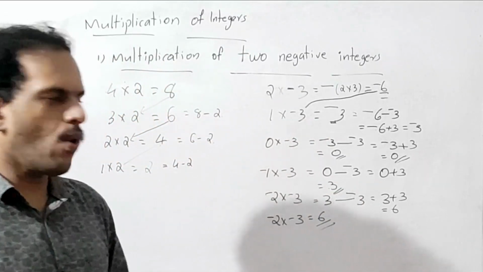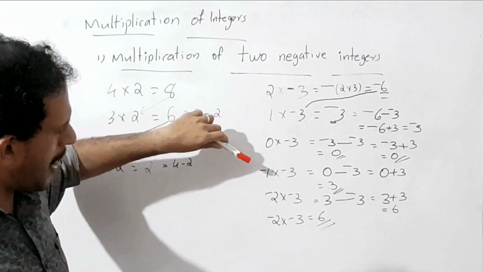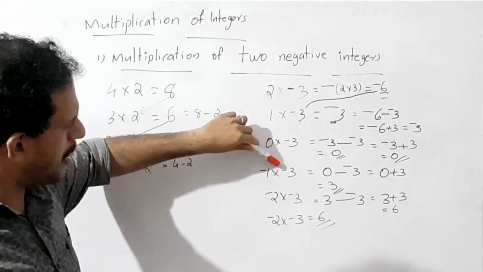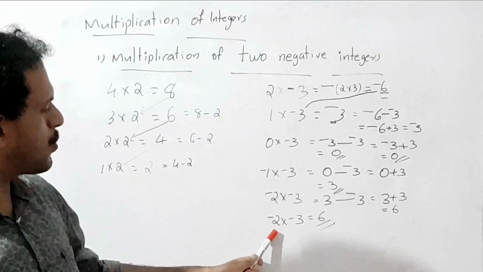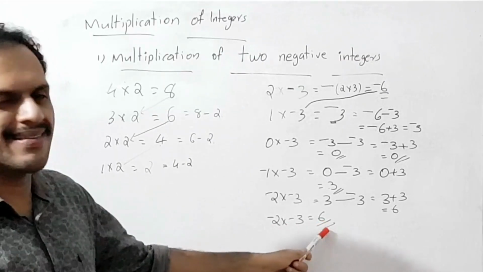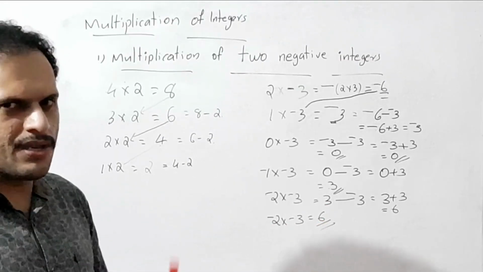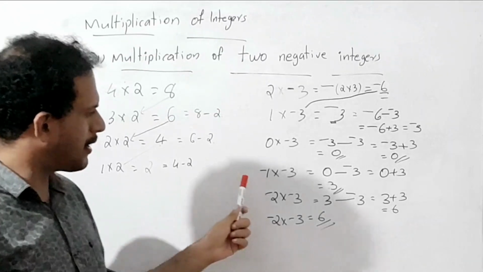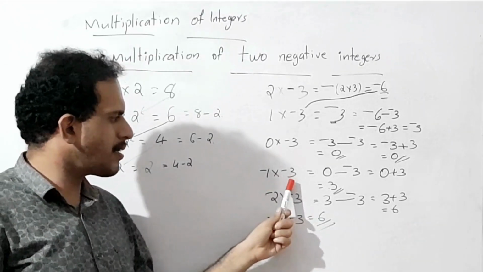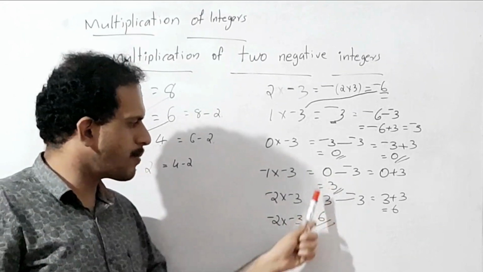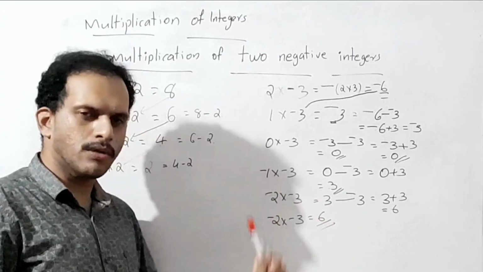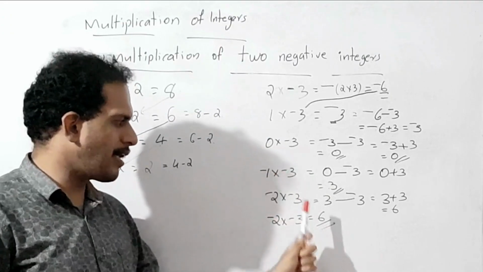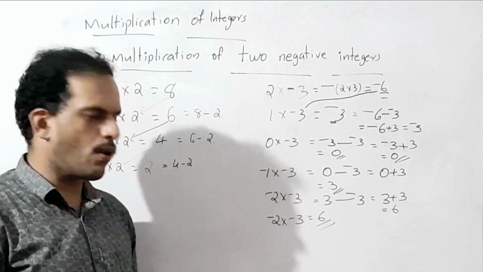So I think you got the idea. We multiply minus 1 into minus 3. What is the answer? The answer is 3. If we multiply minus 2 into minus 3, what is the answer? The answer is 6. That means, in general, if we multiply two negative integers, what is the answer? The answer is positive. Correct? If you multiply two negative integers, the answer is positive.